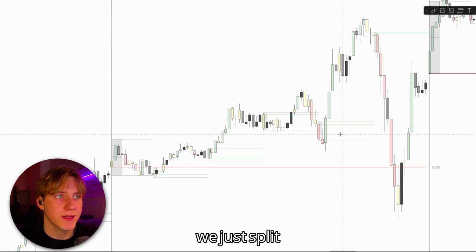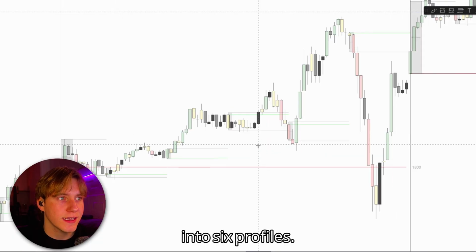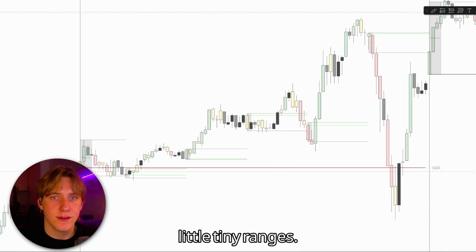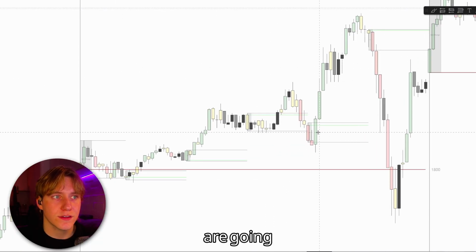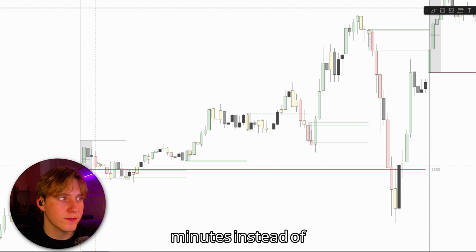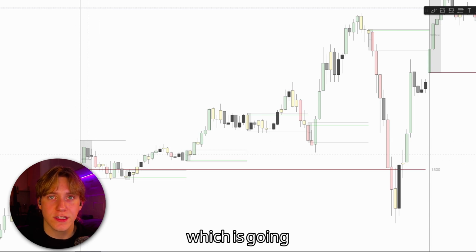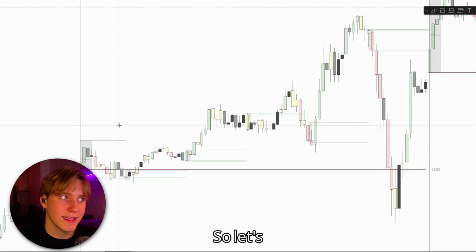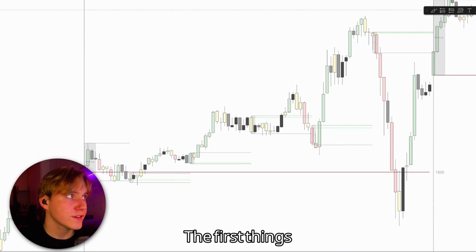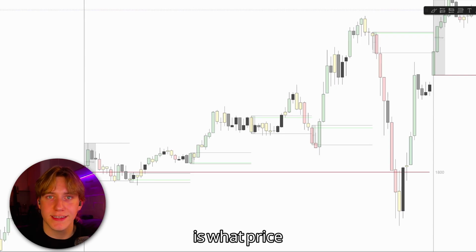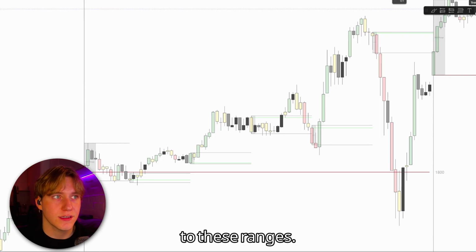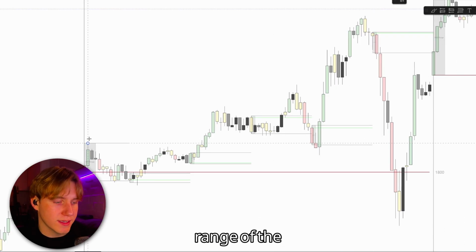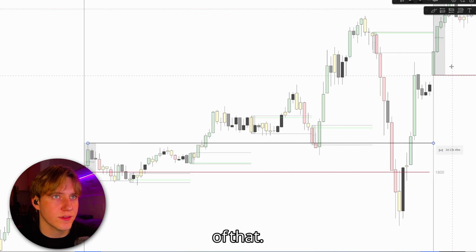So this one, we just split up our day into 6 profiles, and these 6 profiles give us little tiny ranges. Most of these are going to be 22 minutes instead of this 1800, which is going to be around 1 hour. All the times will be posted right here. So let's get in this. The first things that we need to identify is what price is doing to these ranges. So let's mark out the first range of the day and see how price was reacting off of that.